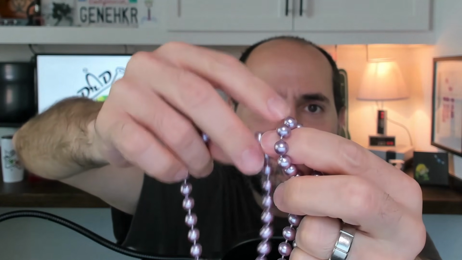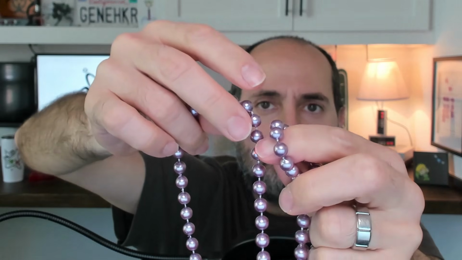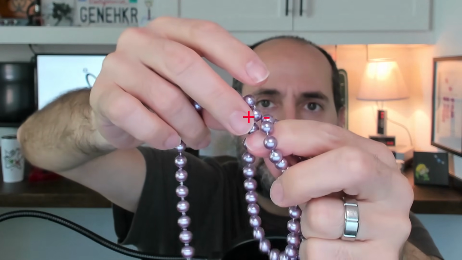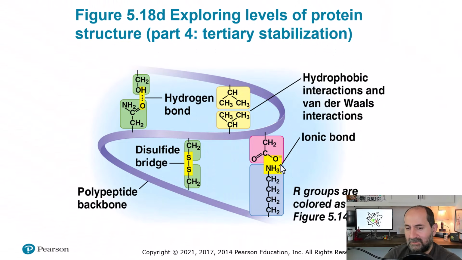This one's acidic, negatively charged. Would those R groups bond to one another? Yes, they would. And what kind of bond would that be? A positive charge bonding to a negative charge. Here, this is exactly what I'm talking about.